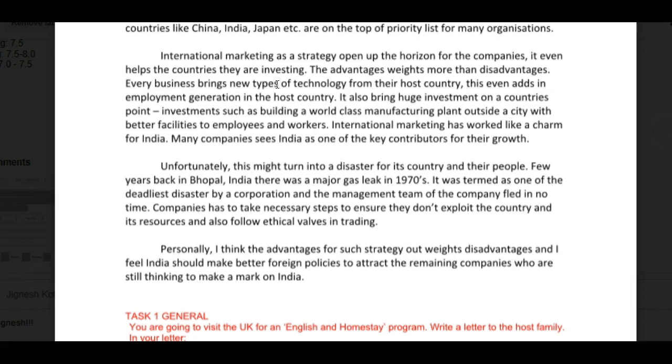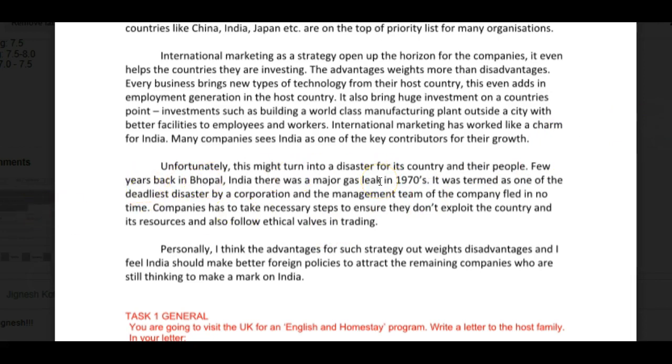Alright, so let's move on to your second body paragraph. So unfortunately, this might turn into a disaster for its country and their people. Which country? For a country and its people. So here, a country and its people. A few years back in Bhopal, India, there was a major gas leak. Okay, now you already said it was a few years back, so you're telling me now it's the 70s, so you really should pick one or the other, not both. So I would have said a few years back in Bhopal, India, there was a major gas leak.